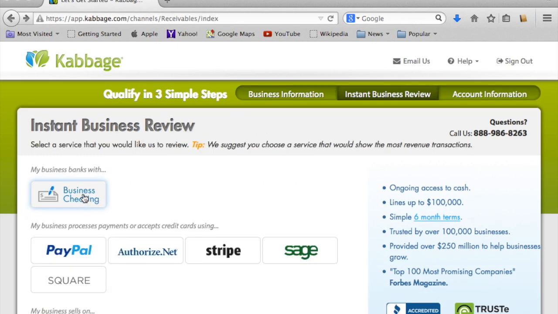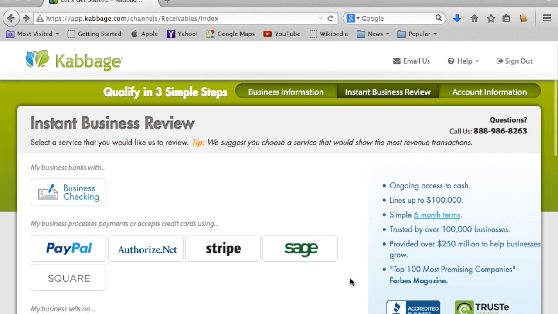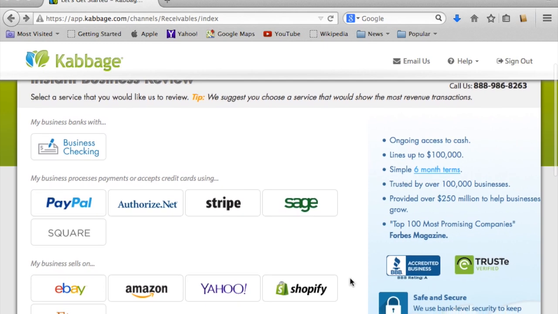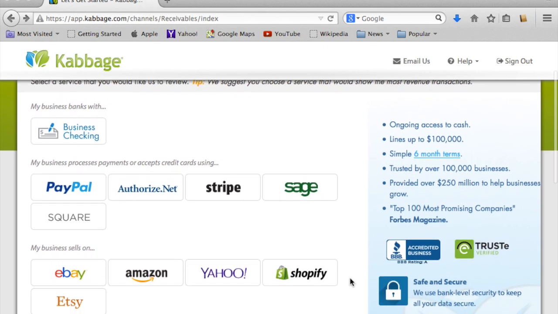Okay, so we have now moved into the instant business review section of the application. And this step, of course, is extremely important because this is one of the major factors that Kabbage uses to decide whether or not a business is qualified for a loan and for how much. In this section, what you will do is connect with one of the business services that you use for your business. So it may be Amazon.com, Etsy, PayPal. You will log into that particular system and then grant Kabbage access to the information that is stored there.